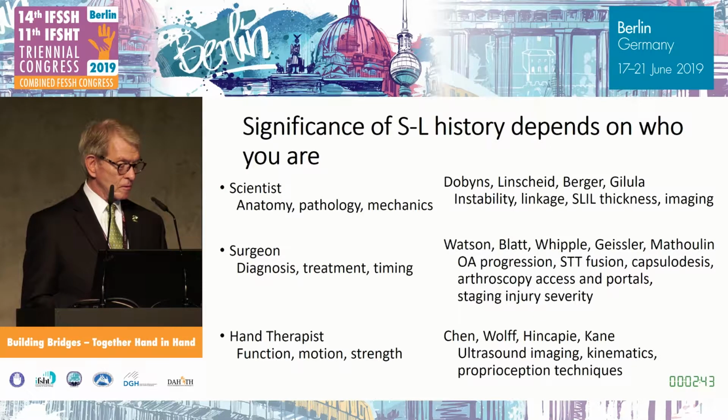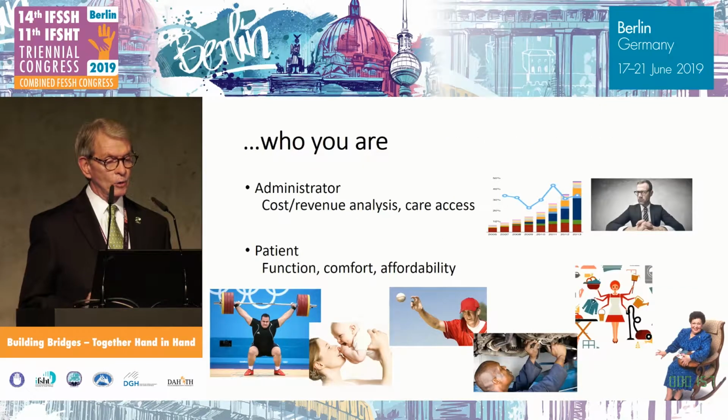The significance of scapholunate history depends really on who you are. You may look at it from different perspectives. If you're a scientist like Dobbins, Linscheid, Berger, and Taleisnik, you look at the anatomy and the pathology and the mechanics. But if you're a surgeon treating patients, you'll look at the diagnosis and the treatment and the timing for the appropriate treatment, such as Dr. Watson, Dr. Blatt, myself, Will Geissler, Christophe Mathoulin. If you're a hand therapist like Chen or Wolf or Hincapie or Kane, you're more interested in the function and the motion and the strength reproduction. So these are the different perspectives one might take to the history depending on who they are.